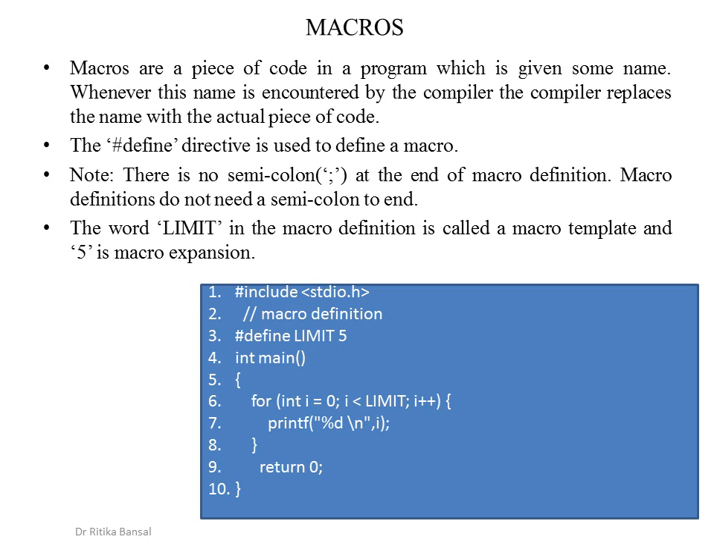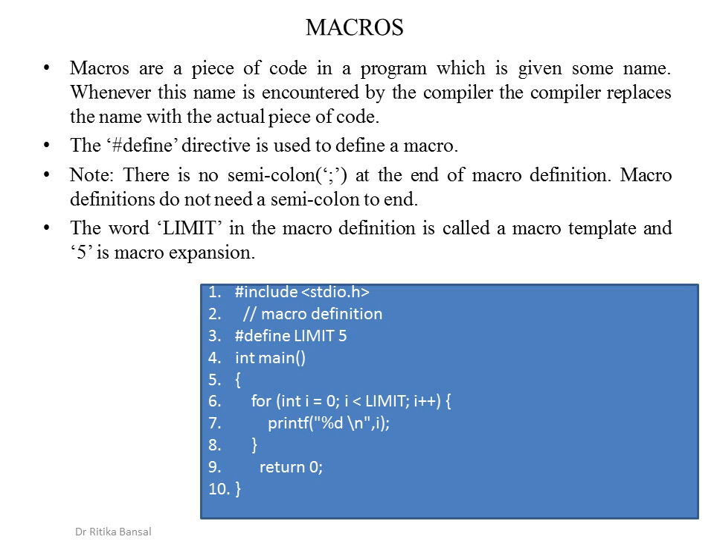So if I want to change the value of 5 to 7, I only need to edit the line number 3. I will only place hash define limit 7 instead of 5. Automatically in the entire code, wherever I want to use 7 in place of 5, automatically it will get replaced. This is known as macro.